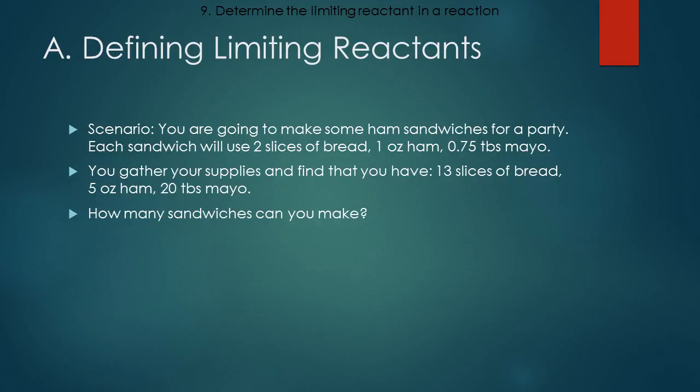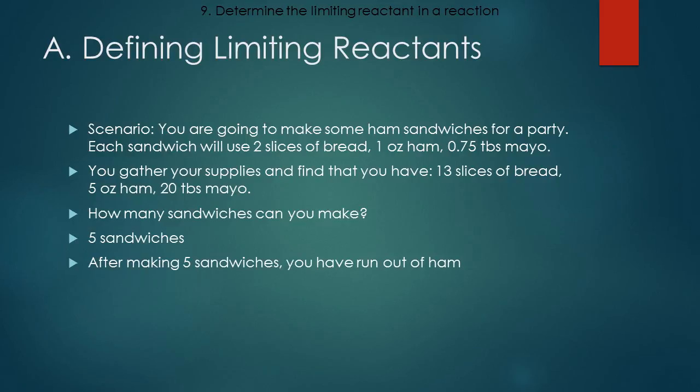Now I want you to ask yourself the question, how many sandwiches can you make? Go ahead and consider that for a moment. I suppose you've had a chance to think about this now, and the answer is 5. You could make 5 sandwiches. The reason being is after you've made your 5th sandwich, you've run out of ham. Notice that each sandwich will contain 1 ounce of ham, and you have 5 ounces, so once you make your 5th sandwich, you're out of ham.